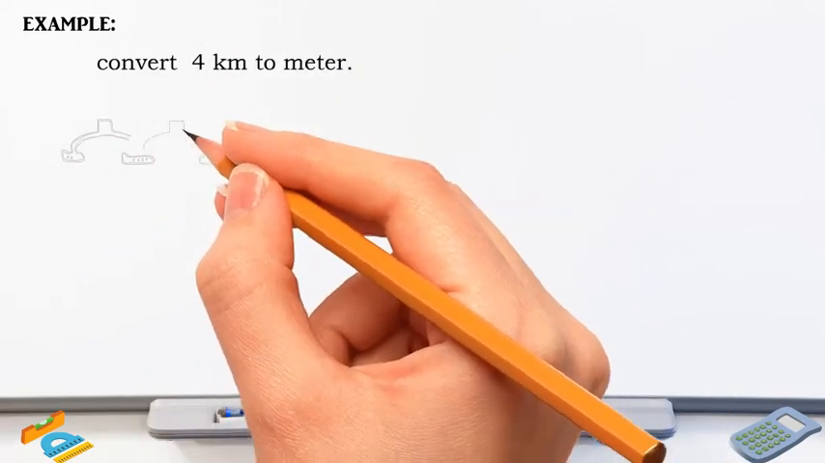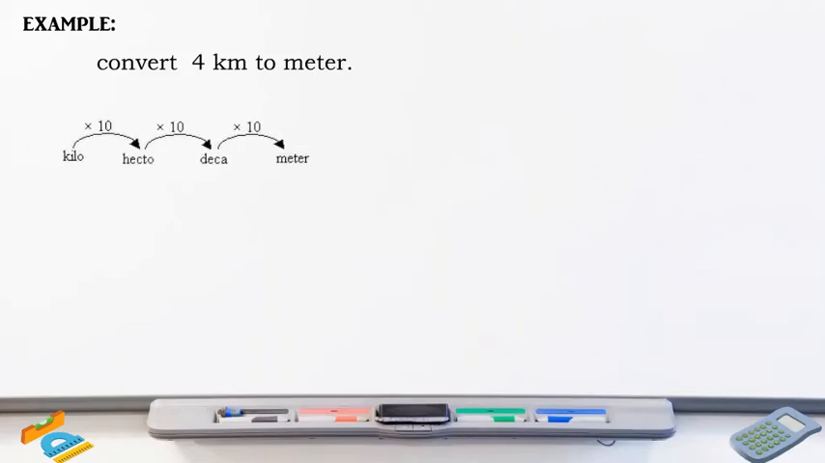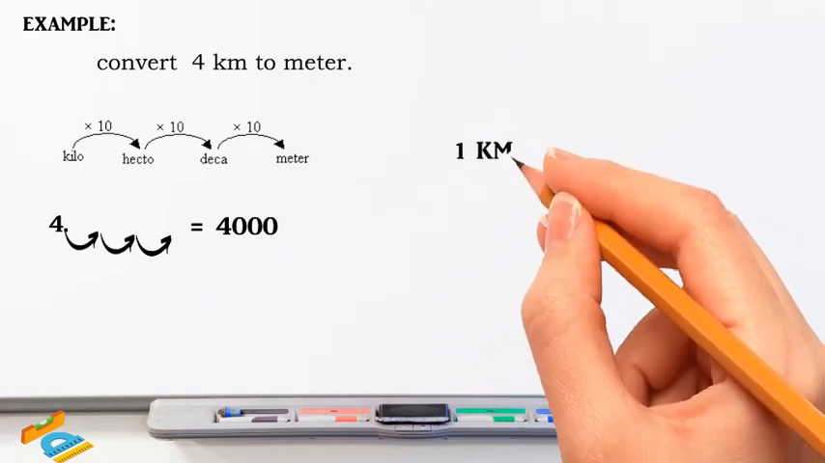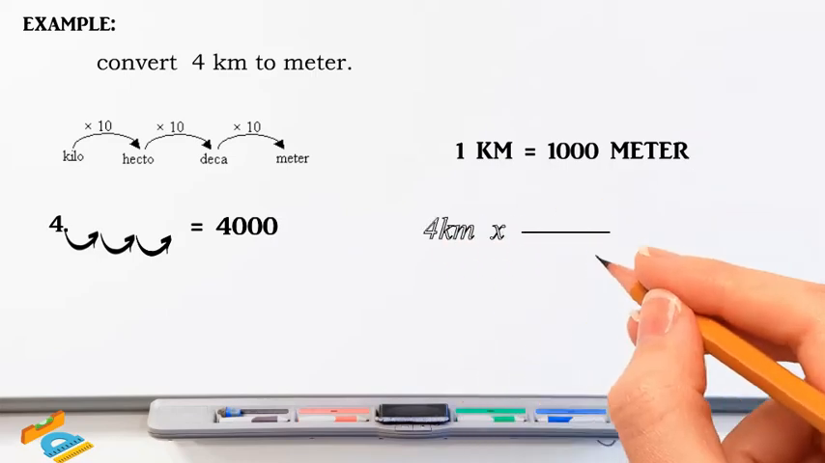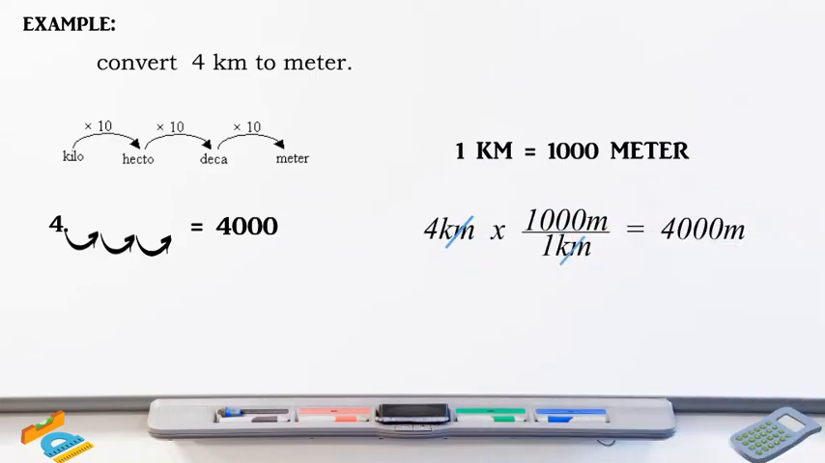Now let's try to convert values using the metric system. Let's have an example. Convert 4 kilometers to meters. Since there are 3 jumps to the right from kilometer to meter, you can directly move the decimal 3 places going to the right. Or you can use the conversion factor, which is that in every 1 kilometer, there are 1,000 meters. Then you can multiply 4 and 1,000, the answer is 4,000 meters.